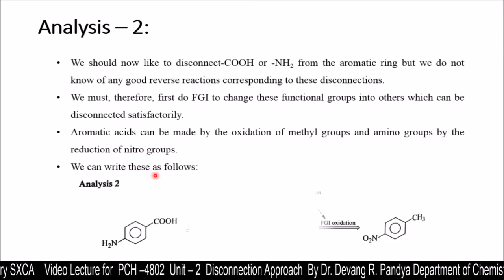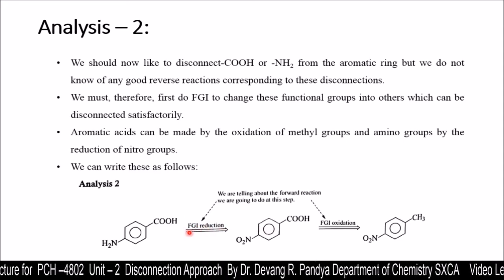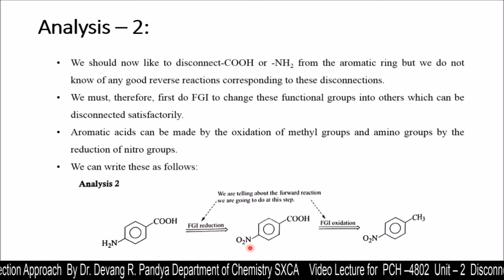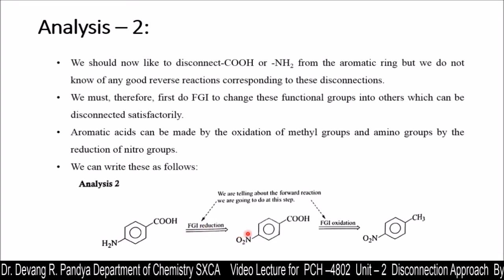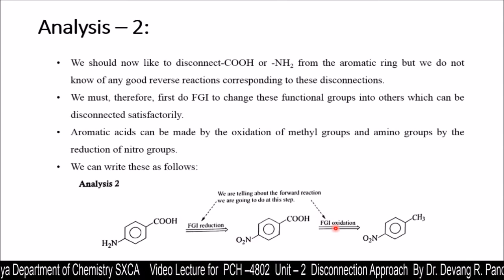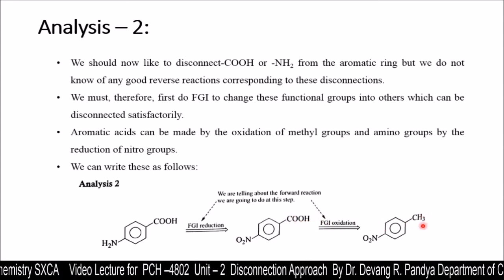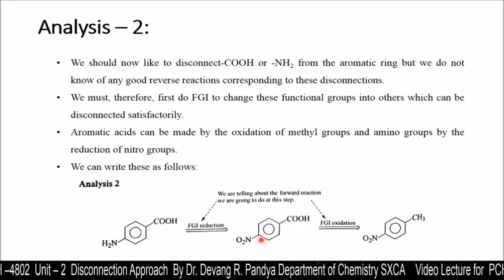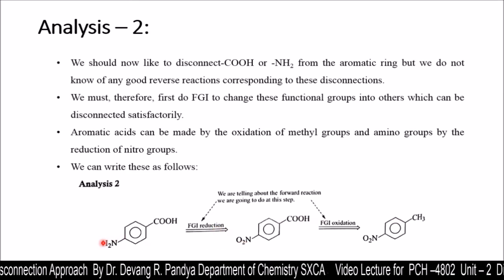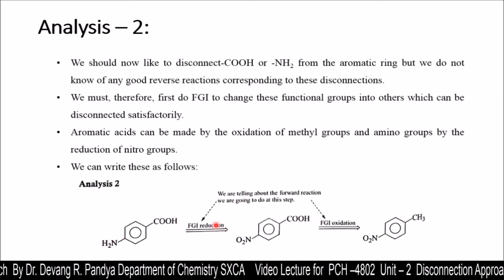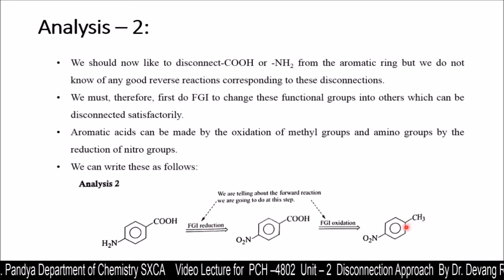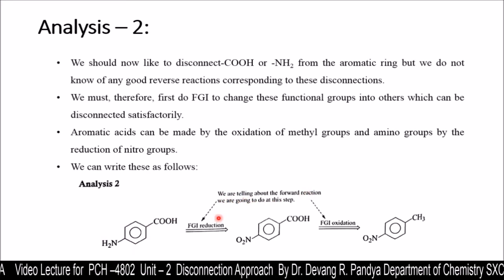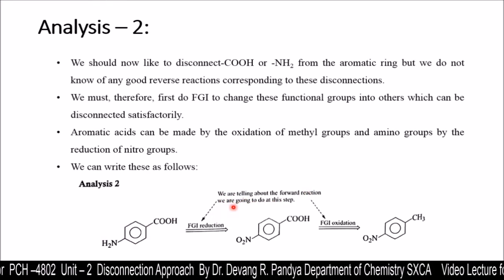We can write this reaction using these two. So here the carboxylic group and amine are there. Using functional group interconversion we can convert the amine into a nitro group, and on FGI, instead of the carboxylic group, we can get a methyl group. After the oxidation we can get this one, and after the reduction the nitro group can be converted into amine. So these two pieces of information, oxidation and reduction, can help us to get our target molecule. We are telling about the forward reaction on the inclined arrow step.